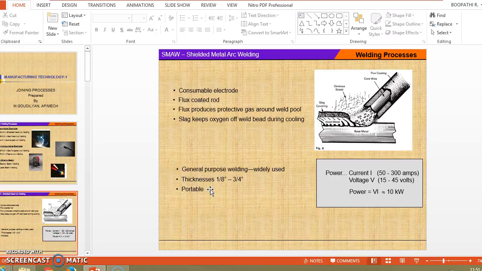SMAW, shielded metal arc welding. It consists of a consumable electrode, a flux coated rod. Flux produces protective gas around the weld pool, and slag keeps oxygen off the weld bead during cooling. It is general purpose welding, widely used, and it is a portable one with a thickness of 1 by 8 inch or 3 by 4 inch.